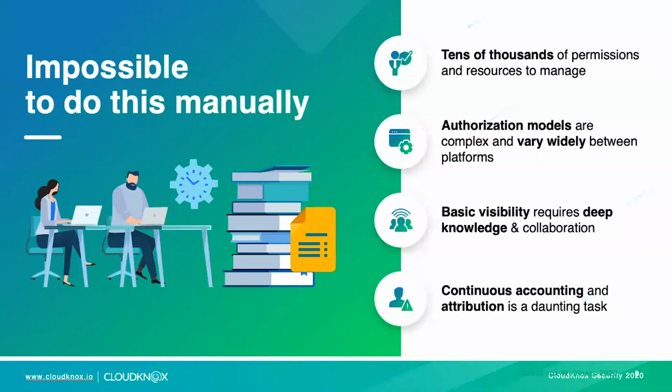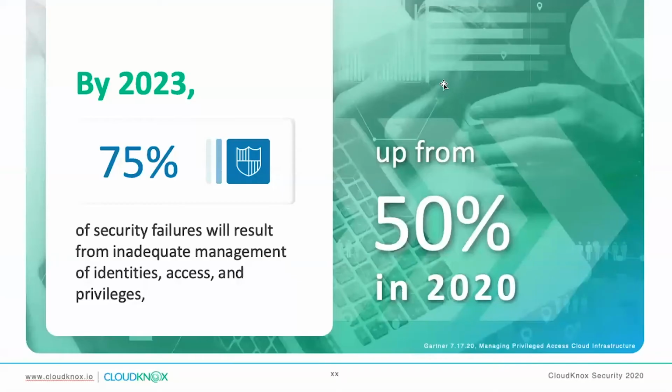Some interesting statistics, in addition to what we highlighted earlier, provided by the Cloud Security Alliance: by 2023, 75% of security failures will result from inadequate management of identities, access, and privileges. And this is up from roughly 50% this year.